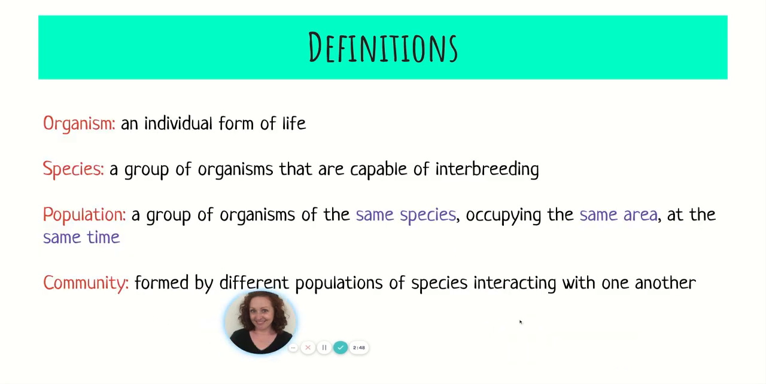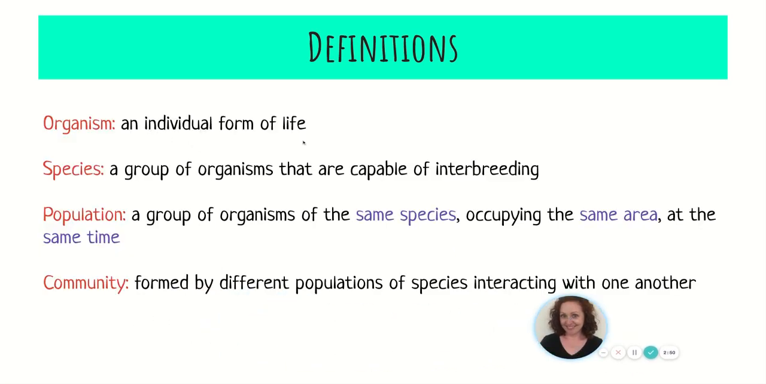And here are the definitions, just as we just saw. So organism is an individual form of life. Species by definition is a group of organisms that are capable of interbreeding. And again, they have to be able to produce fertile offspring. Population, again, same species, but in the same area at the same time. And community is all the living portions that are in that area.